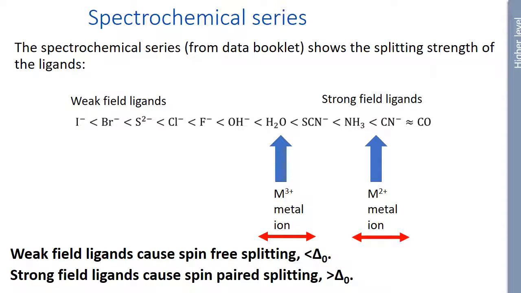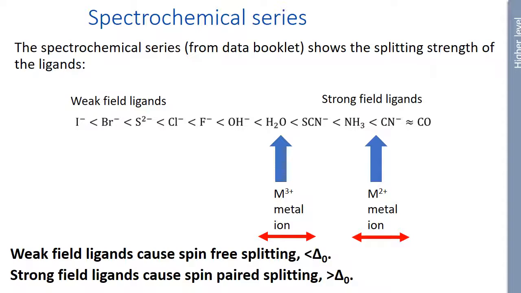So yeah, the choice of ligand determines what colour the complex will be. And in your data booklet, you have something called the spectrochemical series, which shows the splitting strength of a group of ligands. Okay, we have the weak field ligands like iodide and bromide, and the strong field ligands like cyanide and carbon monoxide and ammonia.